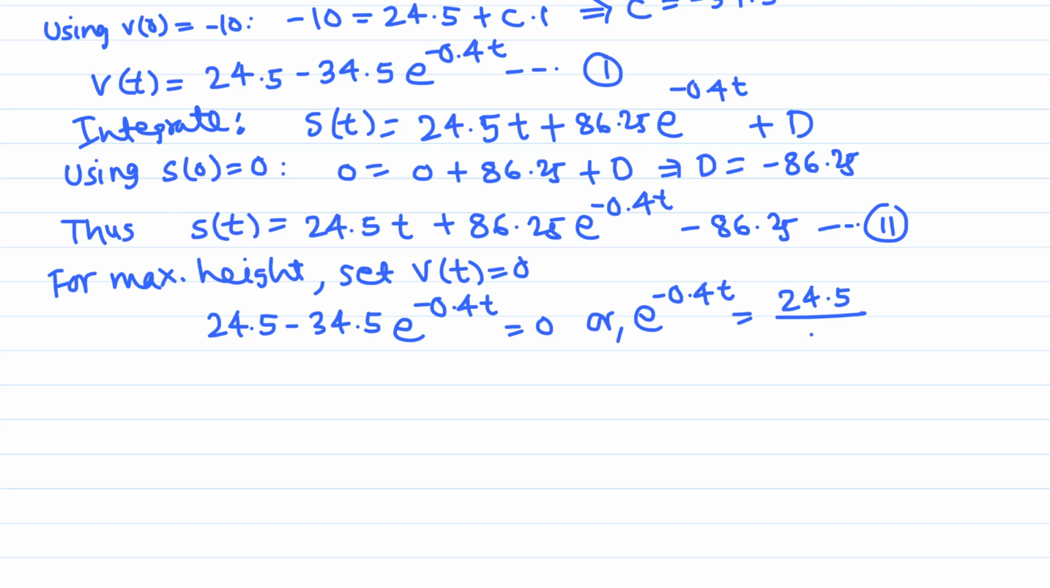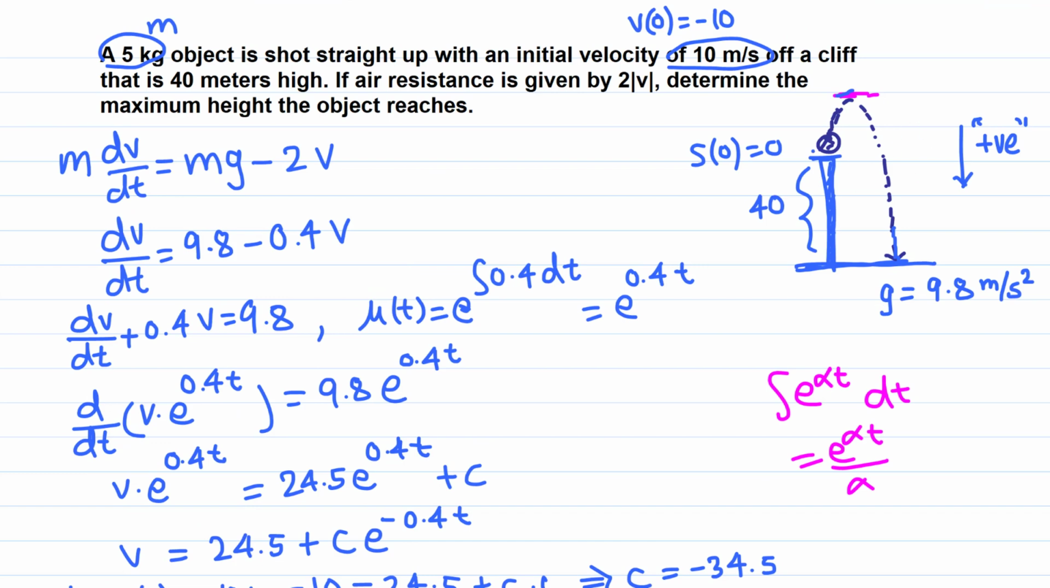24.5 divided by 34.5. I just cancel the negatives. Take ln of both sides, so ln of this is negative 0.4 t. So t is ln of this fraction divided by negative 0.4, and using a calculator this is approximately 0.86. So the time is 0.86. For the 5 kilogram object, it takes 0.86 seconds to get to the top.